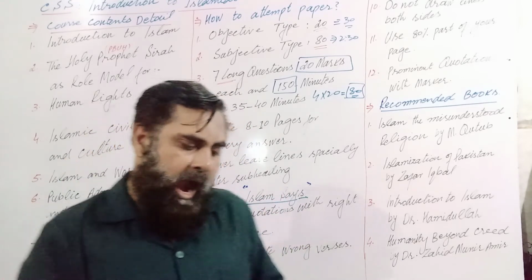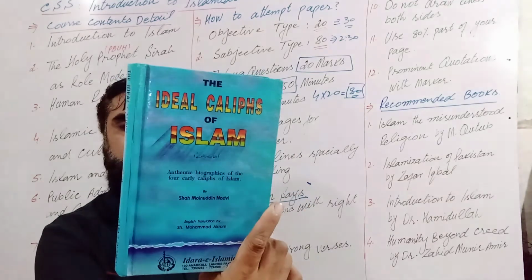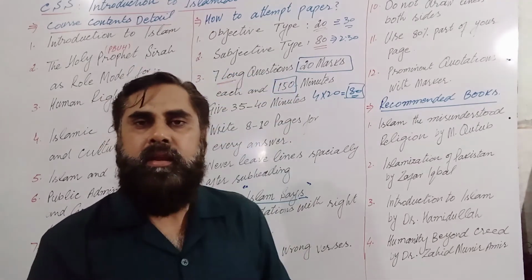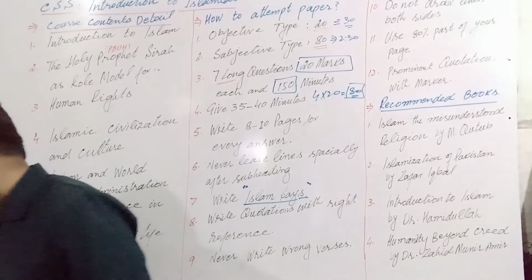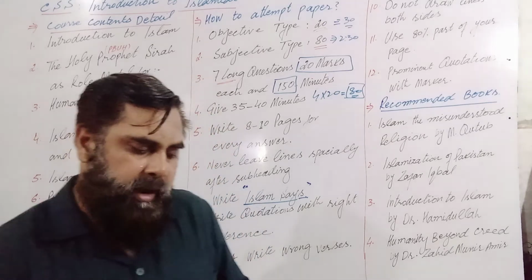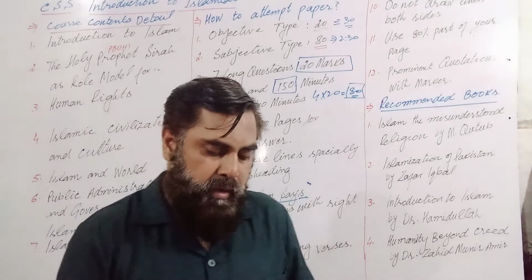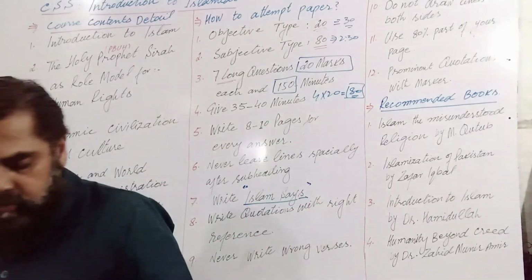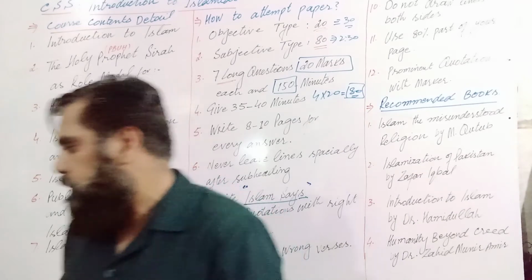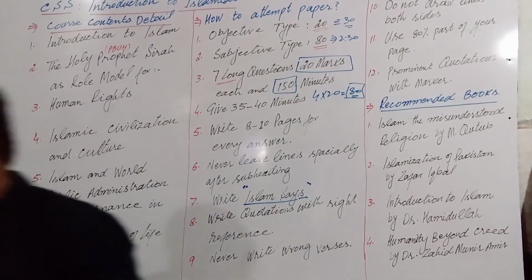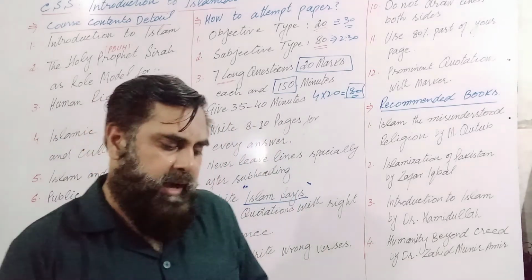The other book is The Ideal Caliphs of Islam, and the author of this book, the prominent personality of the subcontinent, is Shah Muinuddin Nadvi. The other book, Islamization and Minorities in Pakistan, Musa Khan Jalalzai, the author of this book. Islam in Various Perspective, Dr. Muhammad Tahirul Qadri.